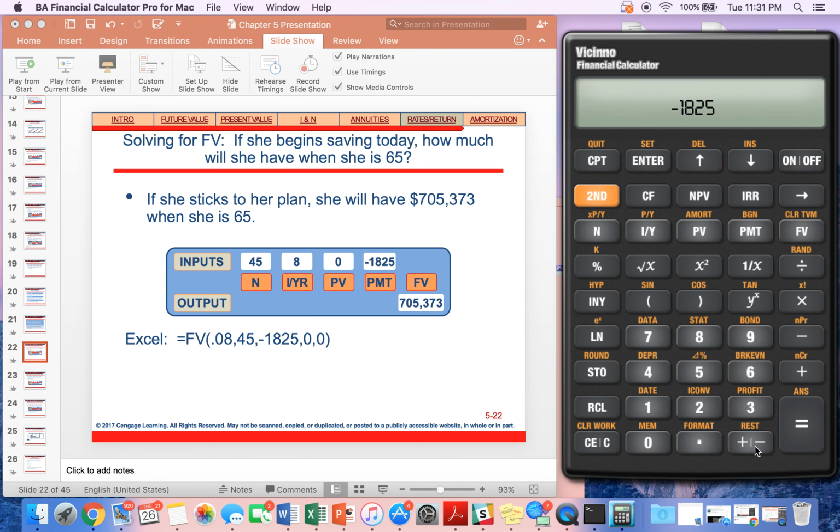We're going to plug in $1,825 for our payment, and that's going to be negative because, yes, she is putting that in her own retirement account, but she is going to take that money out of her cash flow, and in 45 years, she's going to get back the money. So her payment or her annuity in this question is negative. Once we get that put in, we can compute for our future value. What this is telling us is that this 20-year-old girl today is going to invest for 45 years, putting forth $1,825 a year. And at the end of those 45 years at 8%, she is going to have saved roughly $705,000 in her retirement account.